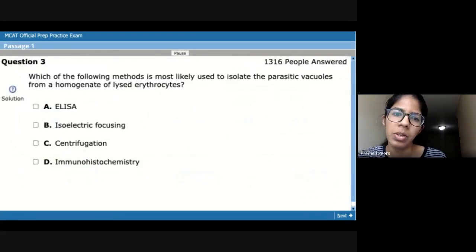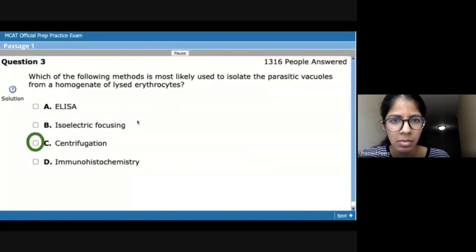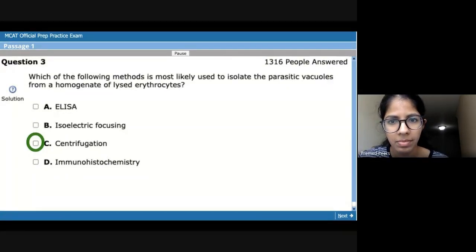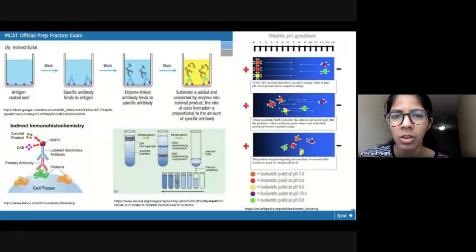Moving on to the third one. Which of the following methods is most likely used to isolate the parasitic vacuoles from a homogenate of lysed erythrocytes? Okay, seeing all C's. Does anyone want to explain this one at all? Okay, no. Oh, go ahead.